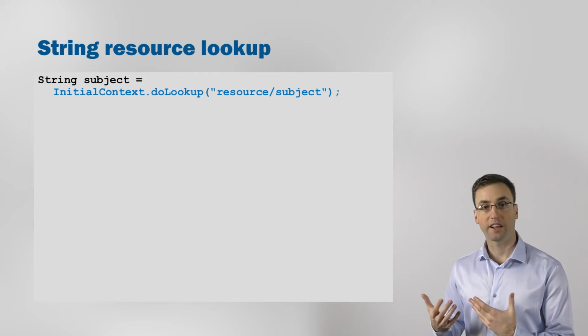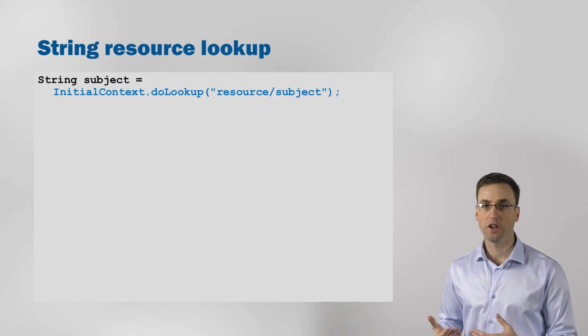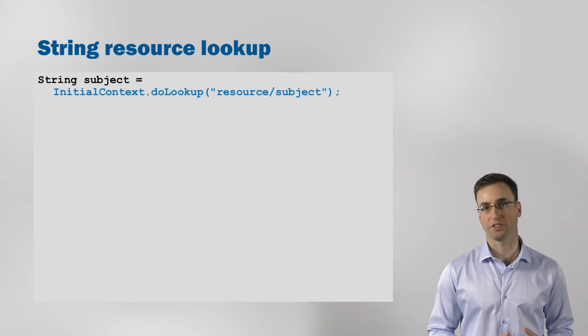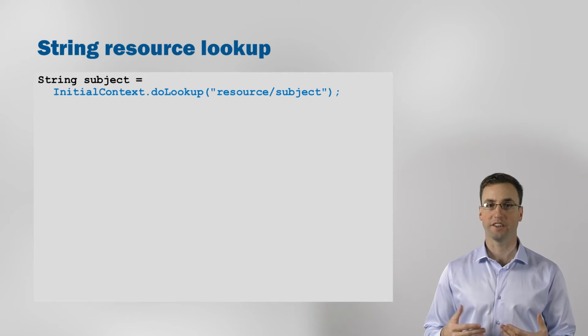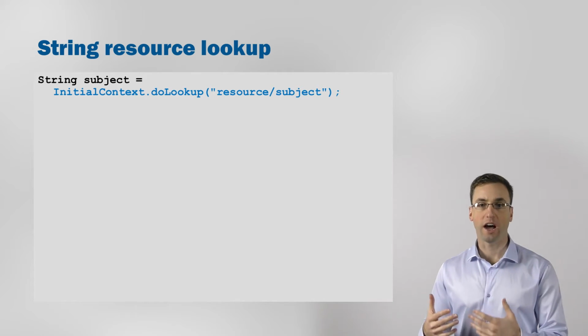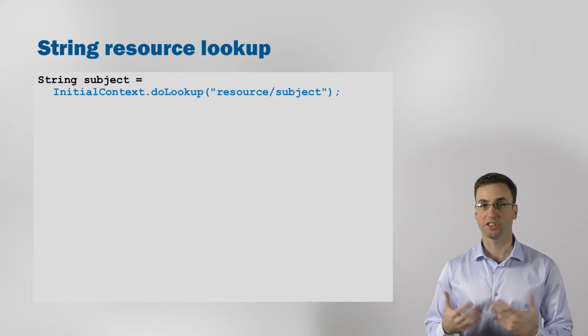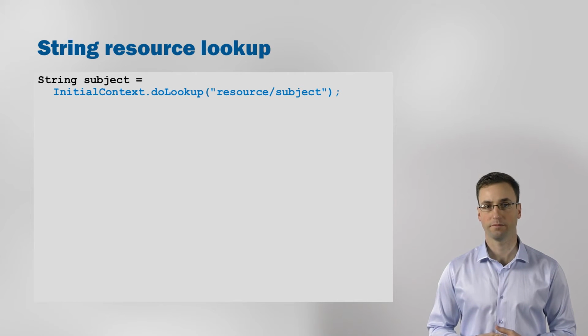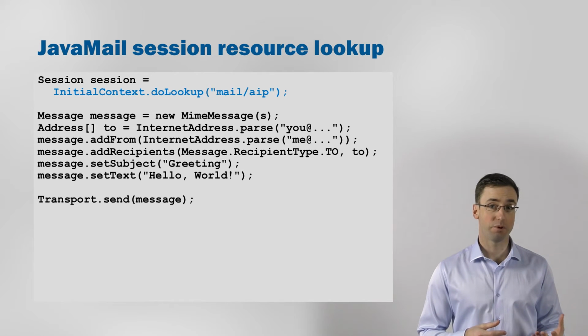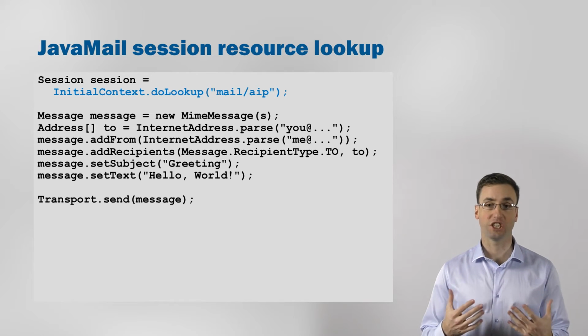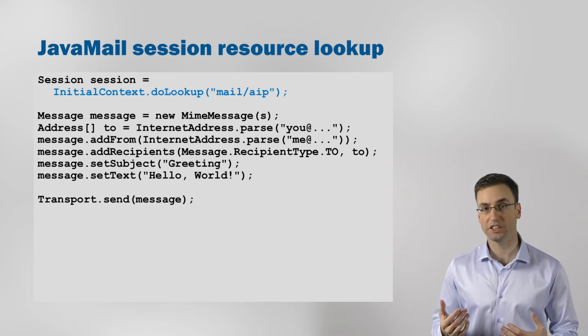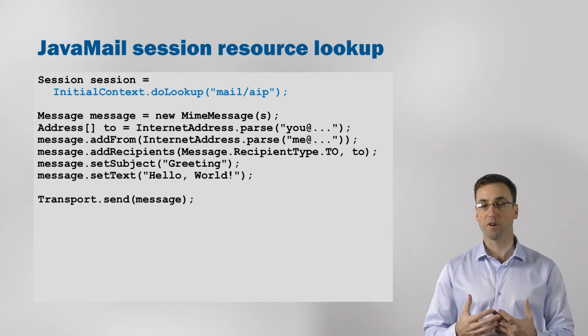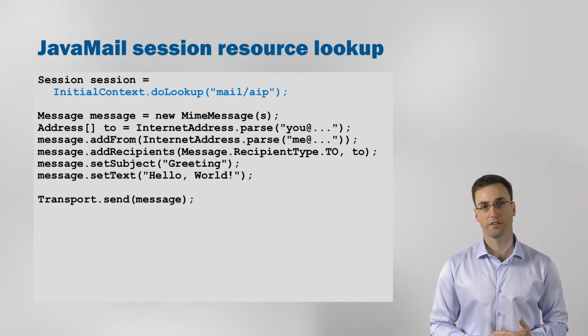For example, in the Glassfish administration console, I went into the JNDI custom resources and configured a string constant named resource/subject. From the code, I can get the value of that constant with just one line. As another example, Glassfish allows you to configure a Java mail session. Once you've set up the mail server properties in Glassfish, you can then send an email from your application in just a few lines of code.